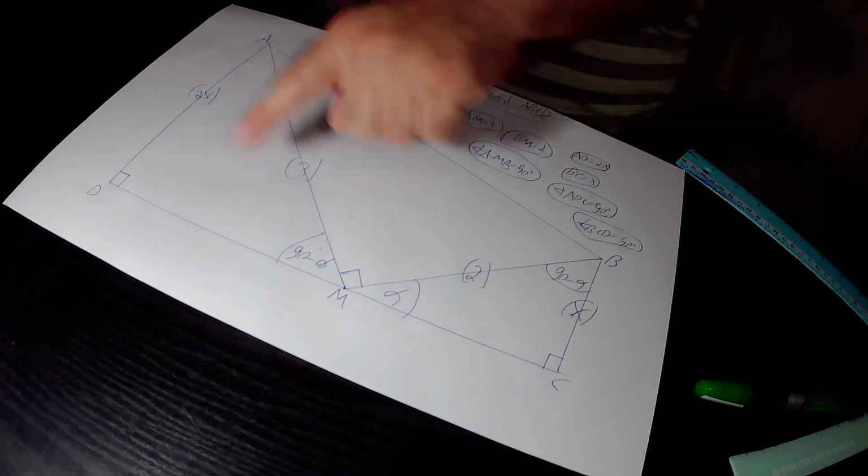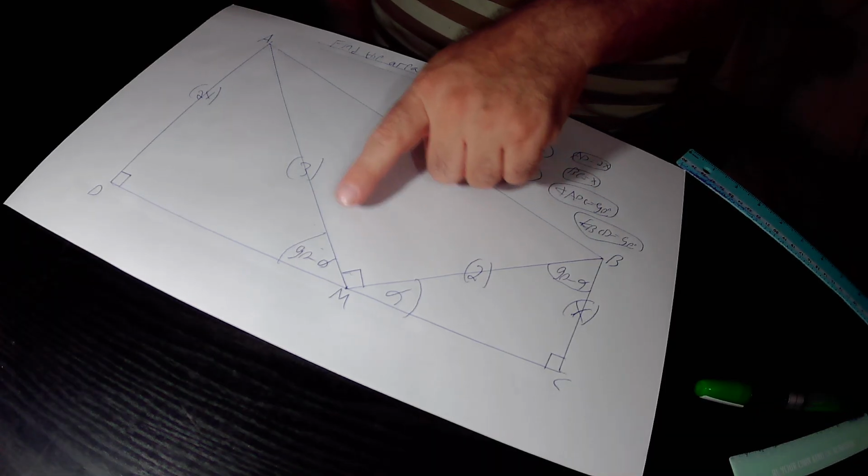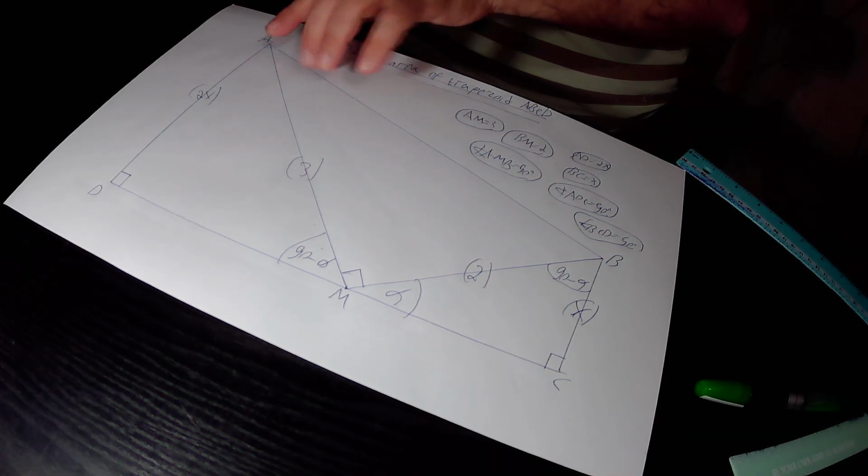In the right triangle ADM, this angle equals 90 degrees minus alpha, this angle equals 90 degrees, therefore this missing angle must be equal to alpha.